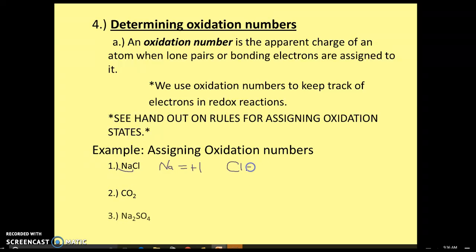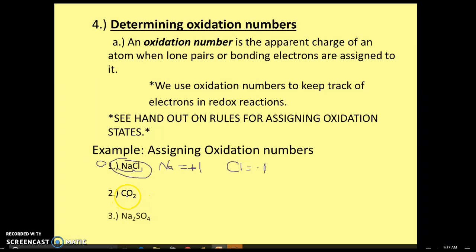Chlorine, then: because the overall charge of the compound has to be 0, if sodium is +1, chlorine is going to be -1. We also have a rule, letter E, that says the halogens are -1. These two numbers, +1 added to -1, equal 0. So overall, the charge is neutral on a molecule.